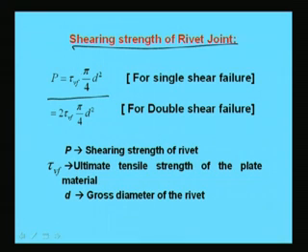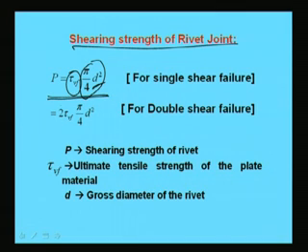ultimate shearing stress of the rivet, and d is the nominal gross diameter of the rivet. So, this will be called P is equal to tau Vf into pi by 4 d square. The area, meaning the cross sectional area of the rivet, is pi by 4 into d square, and tau Vf is the shearing stress, allowable shearing stress.